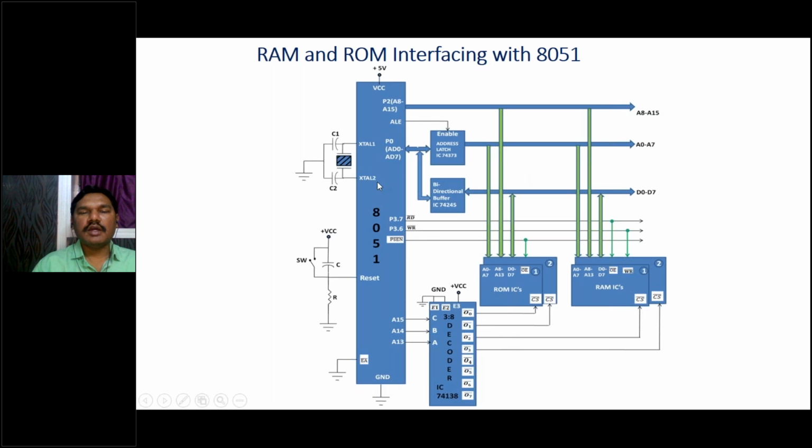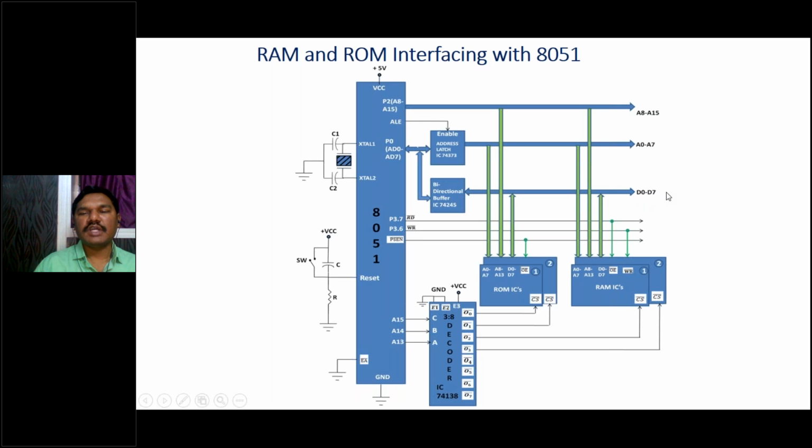And here AD0 to AD7 and port P2, A8 to A15, are used to connect to different ROM chips. These are called latches. One ROM IC can be connected by 8 bits. That's why here we have CS. CS stands for chip select. And these are the different latches which are connected to address lines or data lines.